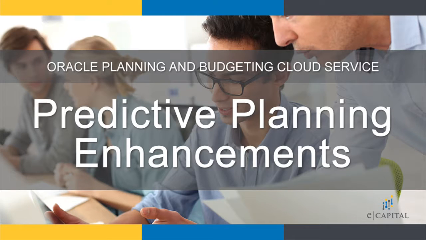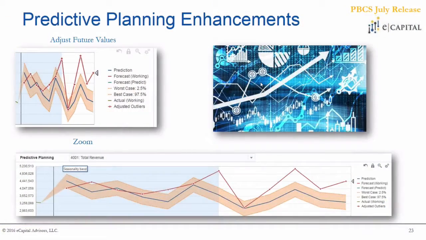So some of the new functionality that they've released, I'm going to go through these one by one here. The first one is adjusting future values. In that first screenshot in the top left, you're going to see we're just looking at the predictive grid there, so none of the historicals. I have highlighted the red line, so that's specifically our forecast working.